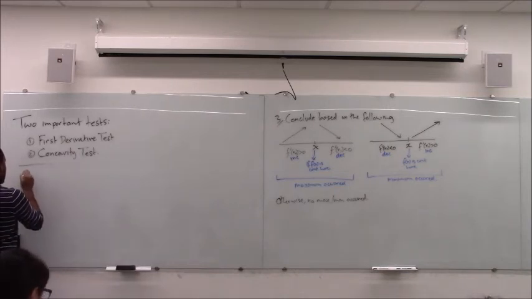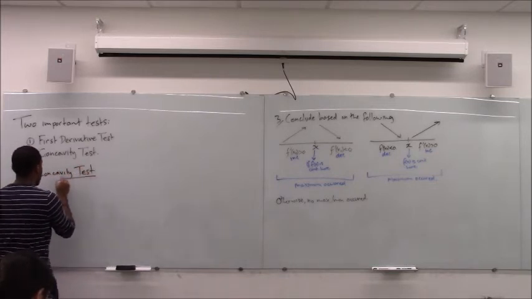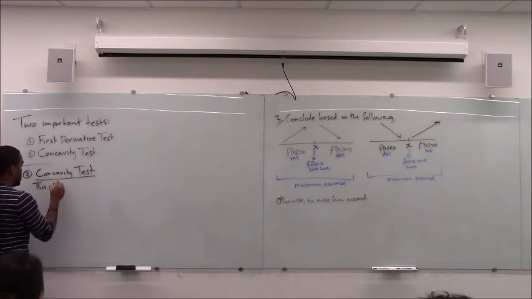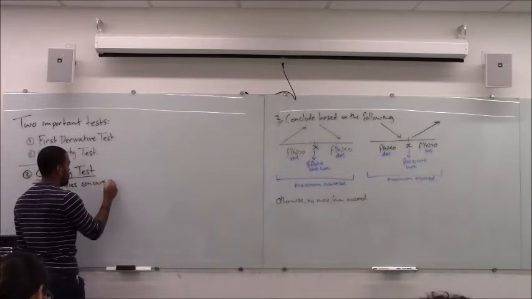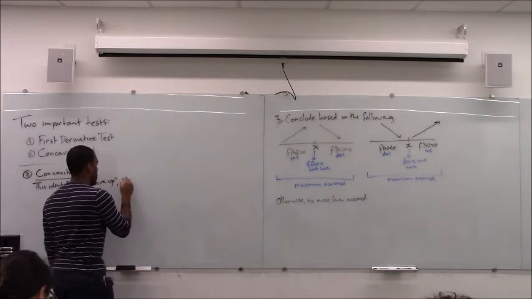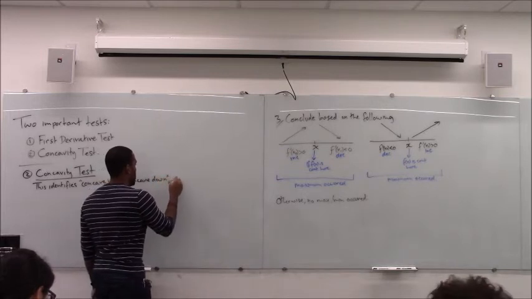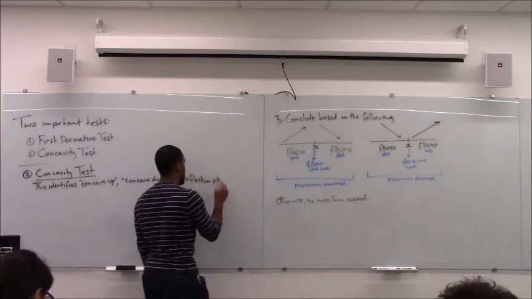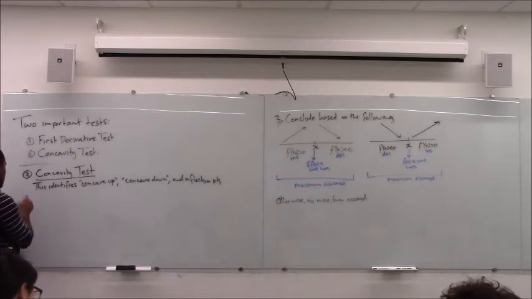Second test is the concavity test. This identifies whether you're concave up, concave down, and inflection points. Hopefully you see at this point why it's important to actually know when these guys occur.